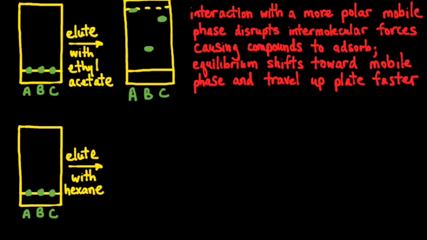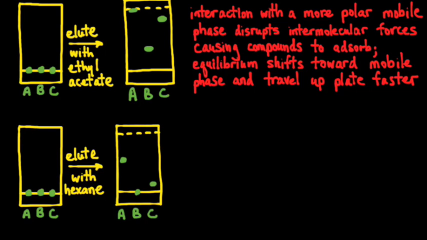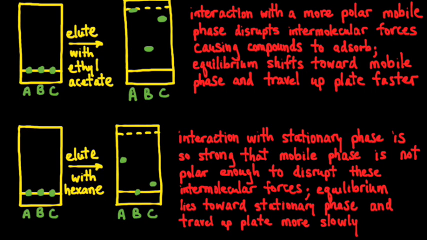Contrast this with a TLC where hexane is used as the eluent. Since hexane is nonpolar, we should expect that each compound will travel up the plate slowly. In this case, the interaction with the stationary phase is so strong that the mobile phase is not polar enough to disrupt these intermolecular forces. The equilibrium shifts towards the stationary phase, and the compounds travel up the plate more slowly.